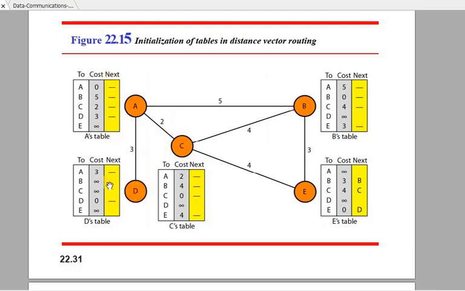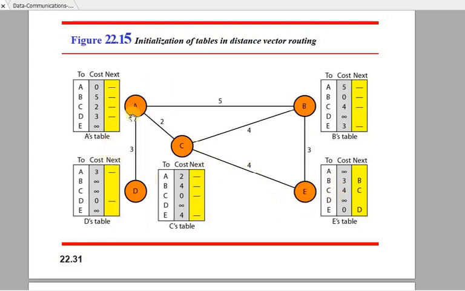Then we go to D. Similarly, from D we can only reach A, that's why we have the value 3, and from D to D it is an inner loop, so we have a 0 here. So these two values are known and the other values are unknown. Similarly we go to C, then to A, and then we go to E. From E to A we don't know yet. From E to B, it is going to be 3. Then from E to C, it is going to be 4. So the two values are provided here.